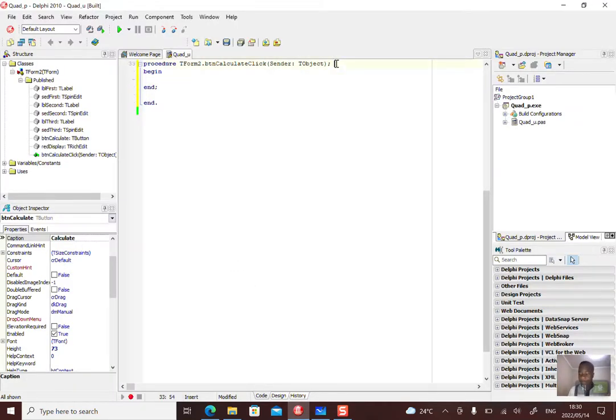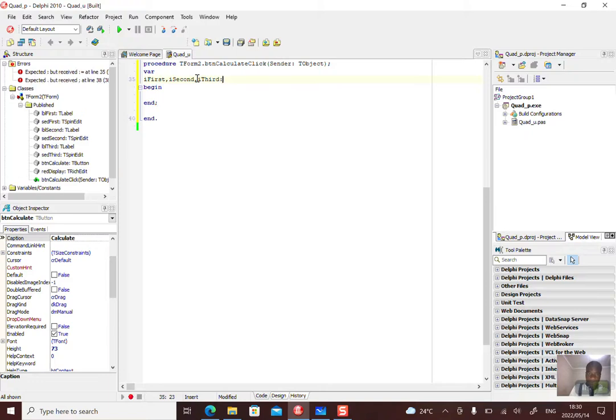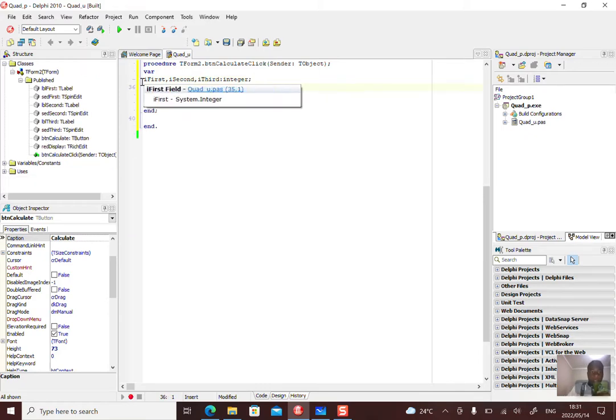So here I'm just gonna declare variables, and when I'm declaring variables, I'm just gonna make I first, and then I second, and then I third, and then here I'm just gonna make integers. Alright, so all of these that you can see right here are gonna be integers.